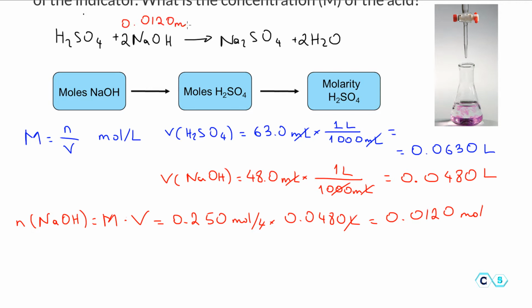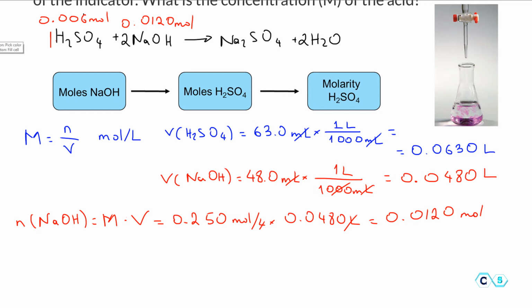So if we put here 0.012 moles, based on the mole ratio, we can see that every 1 mole of sulfuric acid is reacting with 2 moles of sodium hydroxide. So sodium hydroxide is always 2 times more. And so in order to find the moles of the sulfuric acid, we're going to divide this number by 2. We divide that, it is 0.006 moles. And also remember about the cross multiplying. So it is 1 times 0.012 divided by 2.